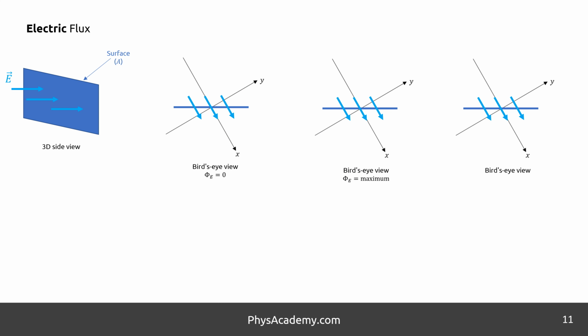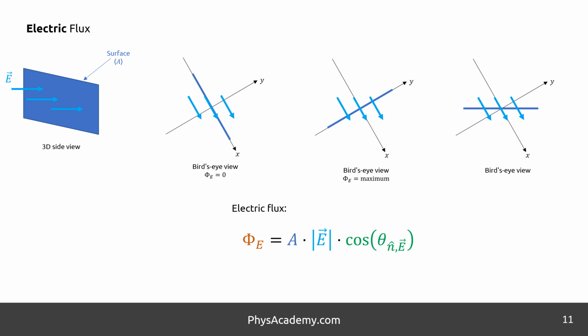The same analogy applies to an electric flux. Imagine there is an electric field in an environment, and the area where we are supposed to find the flux through it. There are three possible scenarios. Scenario 1, when the area is parallel with the field, we have zero flux. Scenario 2, when the area is perpendicular to the field, we have the maximum flux. Scenario 3, when there is an angle between the area and the field, then we have some intermediate flux.